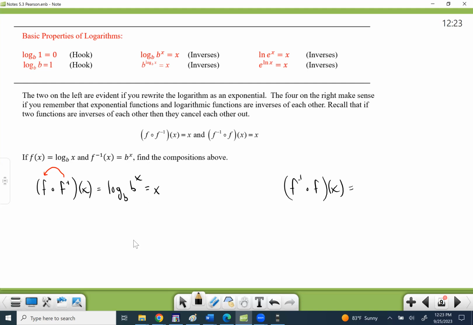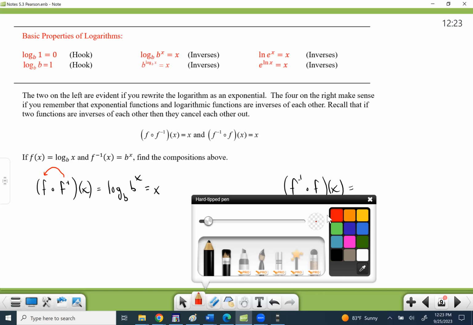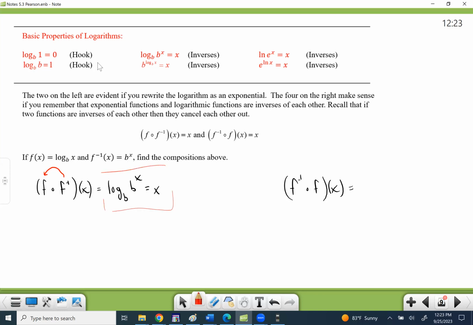That's exactly what this one right here is saying. I've got a logarithm. What's inside of it? An exponential. What's going to happen? They're going to cancel each other out. We'll just get x.